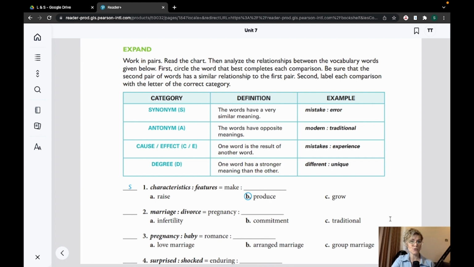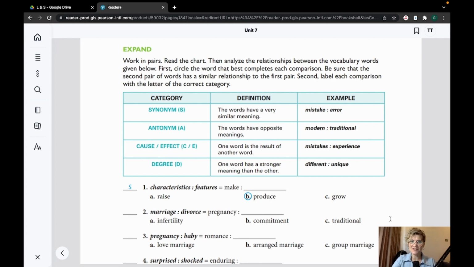So the synonyms are the words that have a similar meaning, right? Different word but similar meaning. Antonyms, different word and have an opposite meaning. Cause and effect is one word is the result of another word, and degree is one word has a stronger meaning than the other.